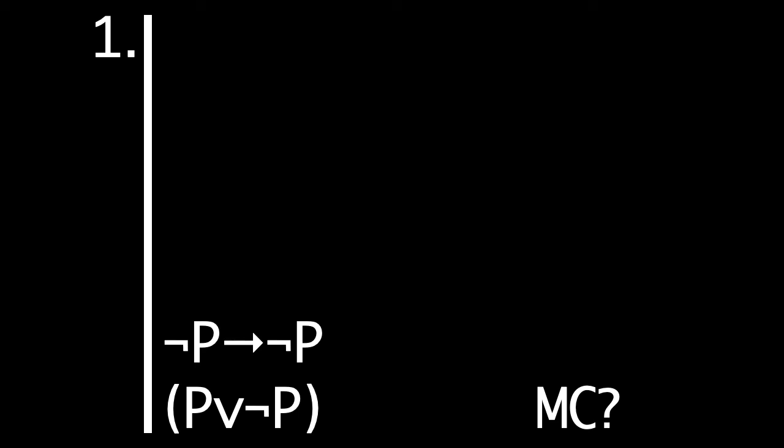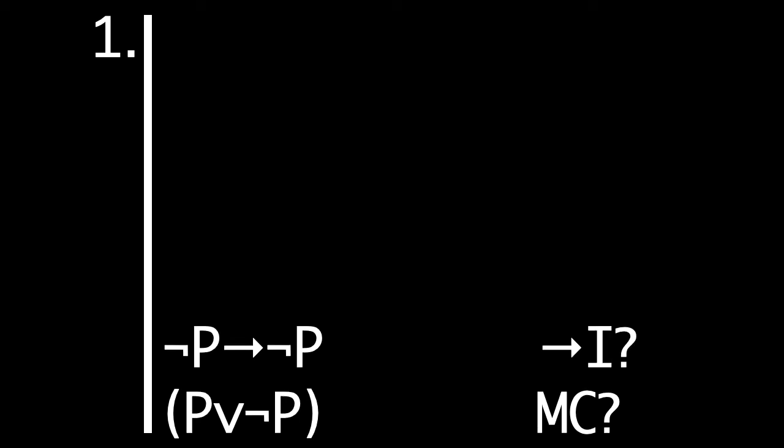But this idea changes our target. We now ask ourselves, how could we get that conditional? How could we get not P, arrow not P? Well, it's a conditional. So what about conditional introduction? Conditional introduction is one of those rules that calls for a subproof.